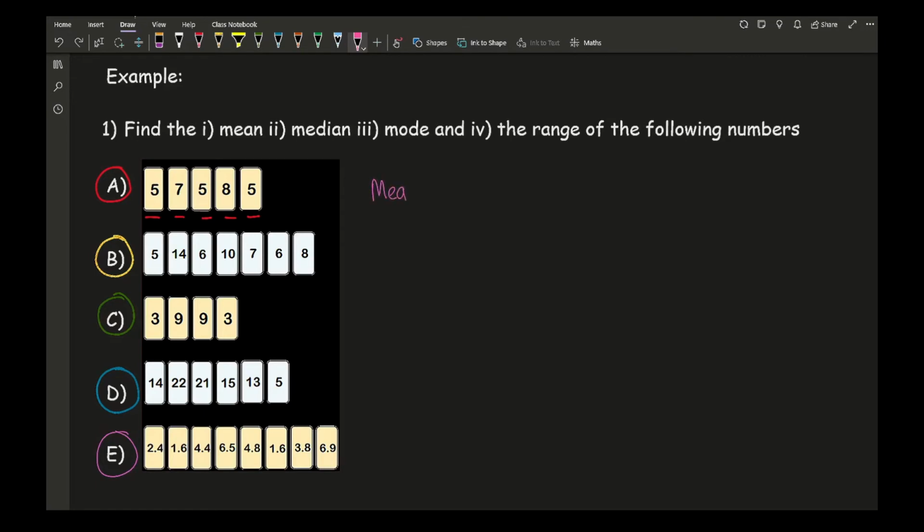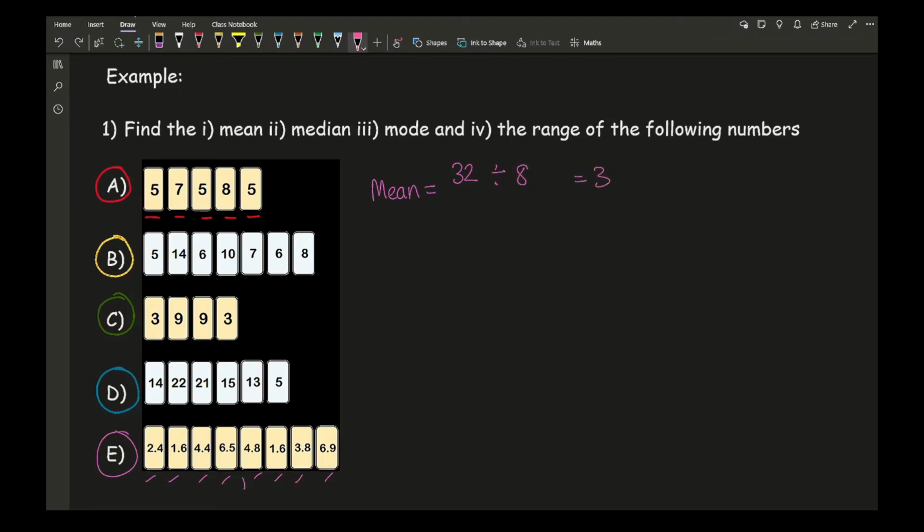To work out the mean, I'm going to add all those numbers up. So I'm going to do 2.4 plus 1.6 plus 4.4 plus 6.5 plus 4.8 plus 1.6 plus 3.8 plus 6.9, and that all adds up to 32. And I'm going to divide that by how many numbers I've got, which in this case is 1 2 3 4 5 6 7 8, so I've got 8 numbers, and that will give me a mean of 3.